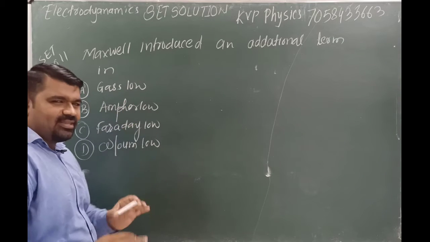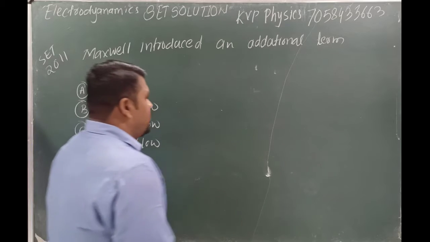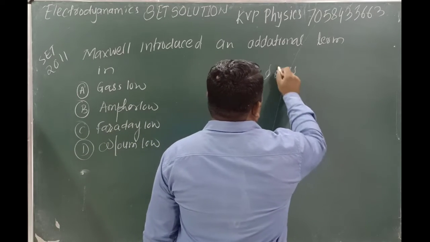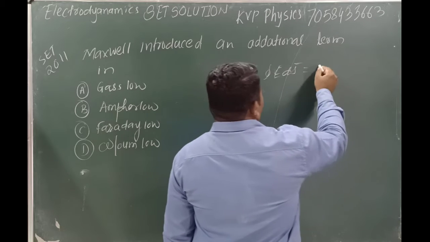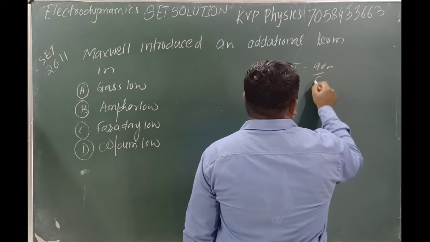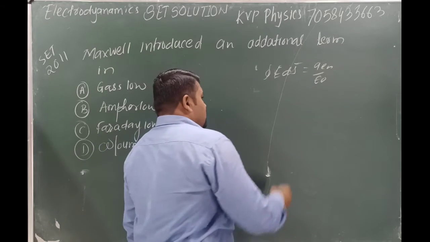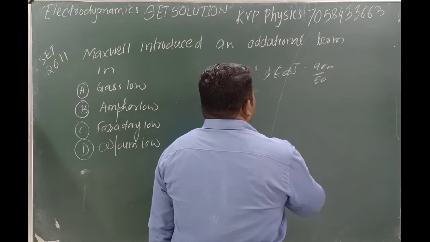Okay, first we can say Gauss law. What is the Gauss law? Closed integral E bar dot ds bar is equal to q enclosed upon epsilon naught. Got it? We can write down the E bar dot ds bar.